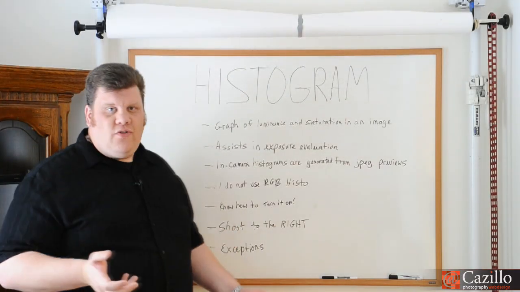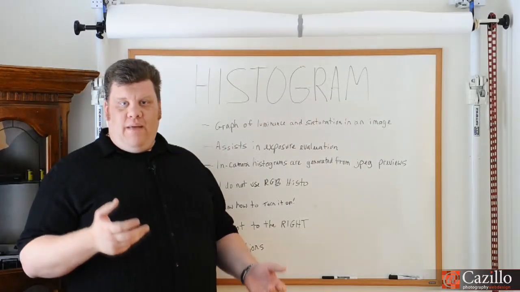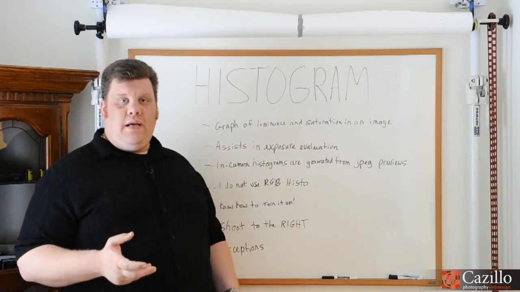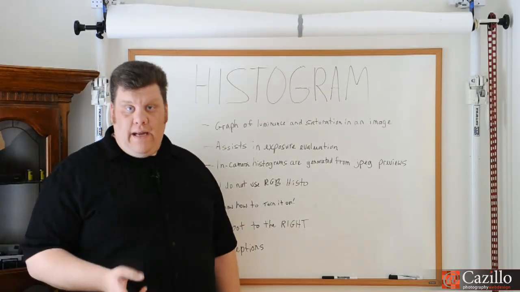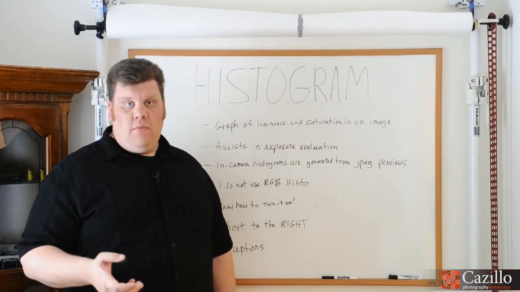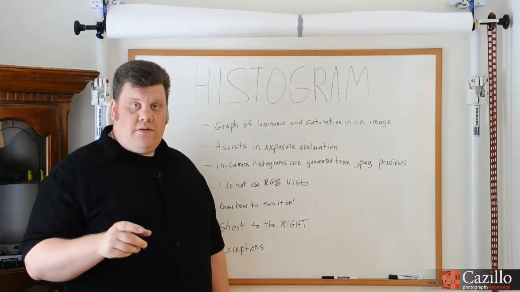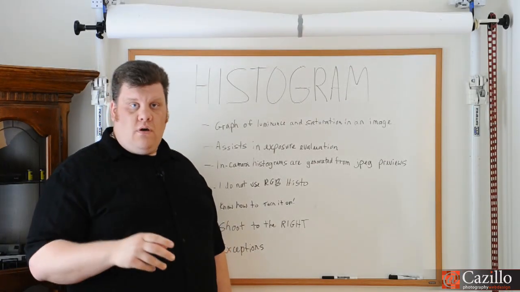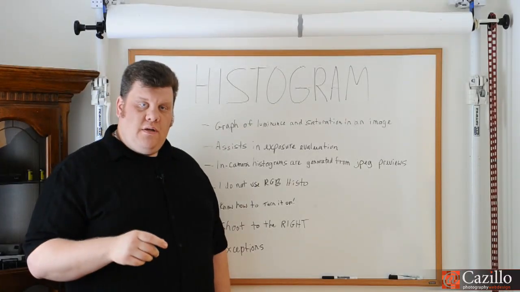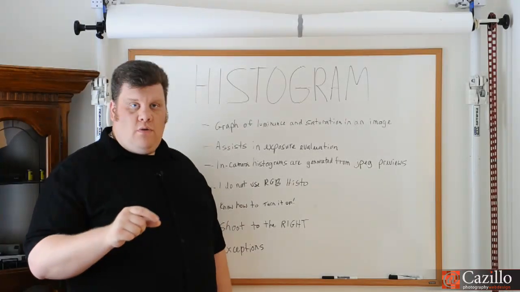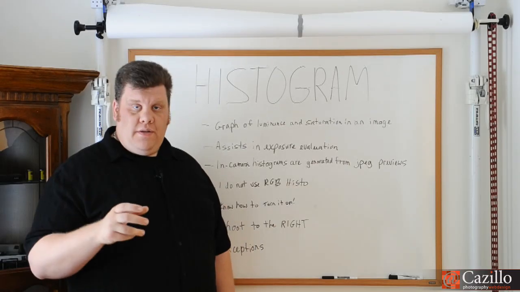Next one, know how to turn it on. In my classes that I teach, I always say, make sure you know how to turn on your histogram, because I'm going to ask you to see your histogram. Because I can very quickly look at your histogram and see, is it underexposed, is it overexposed? Now, the nice thing about the histogram is that if your image is underexposed, you're going to see what's going on, and I can see.